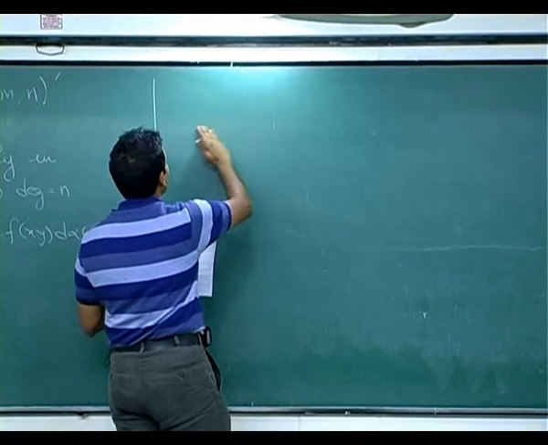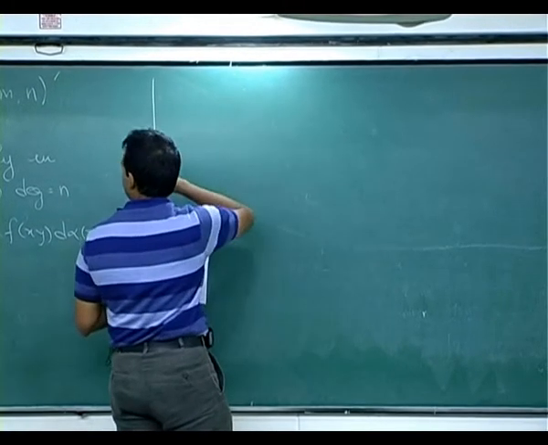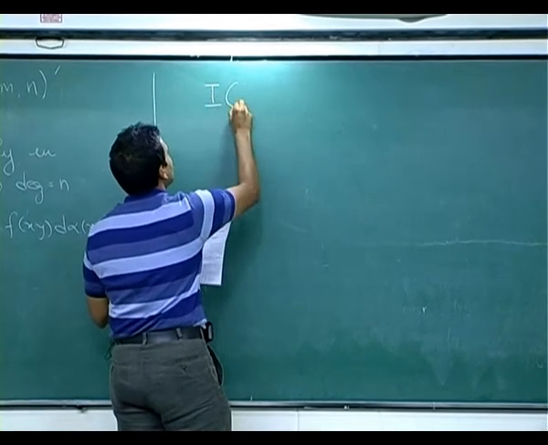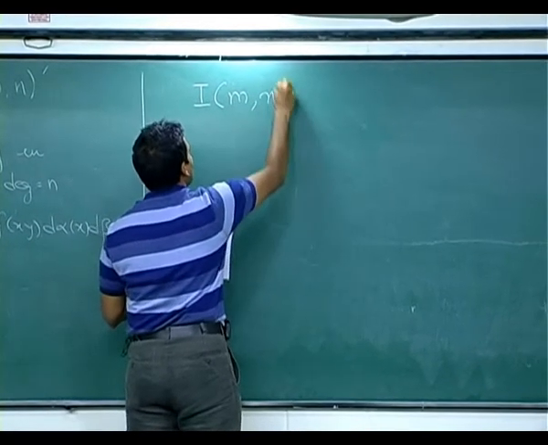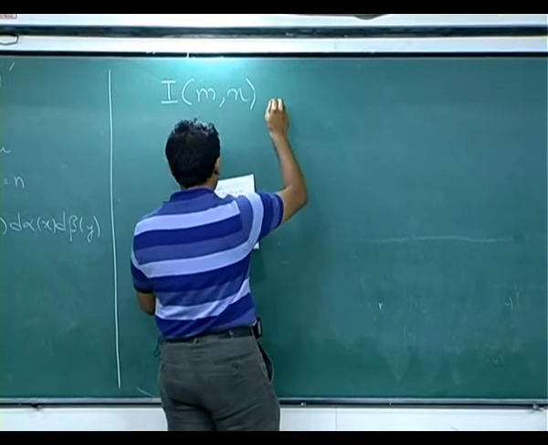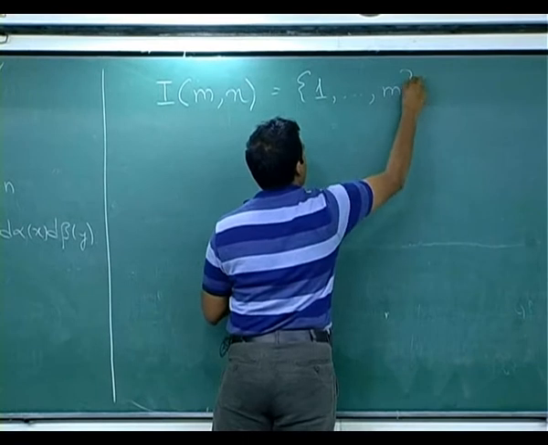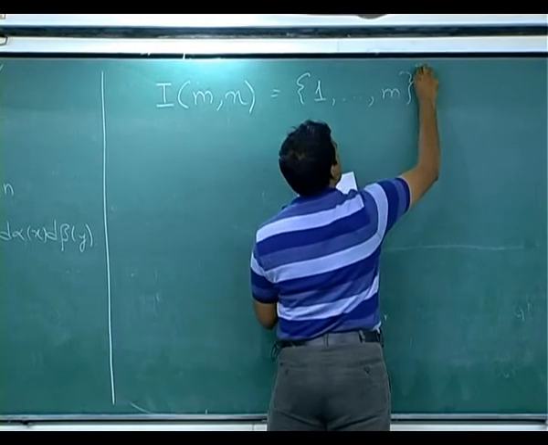Okay, now let us come down to trying to actually understand what this algebra looks like specifically. So, the basic combinatorial object here I will call I(m,n). It is nothing but you take the set 1 to m and take its n-fold Cartesian power.